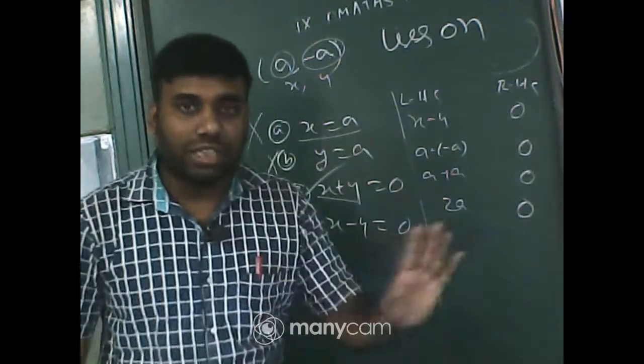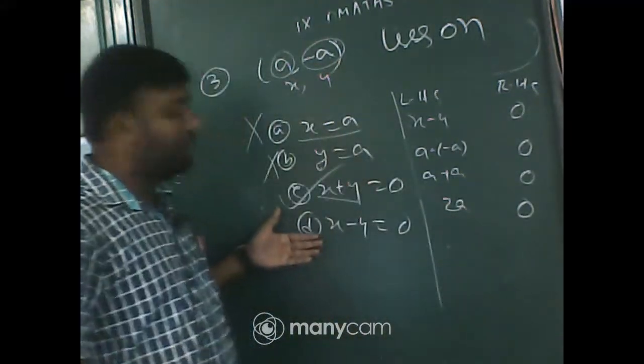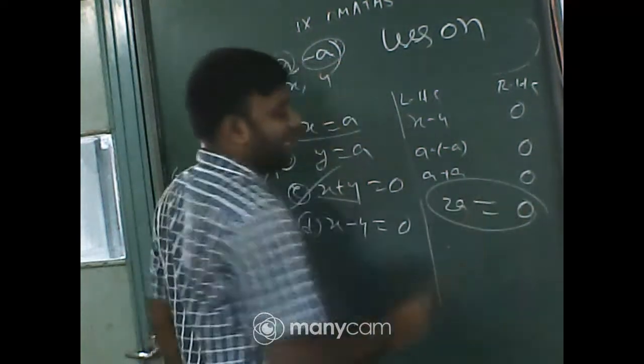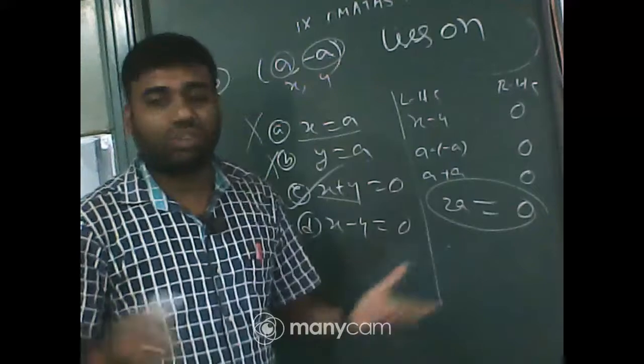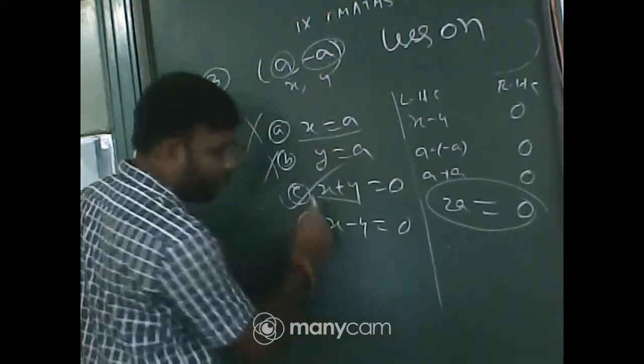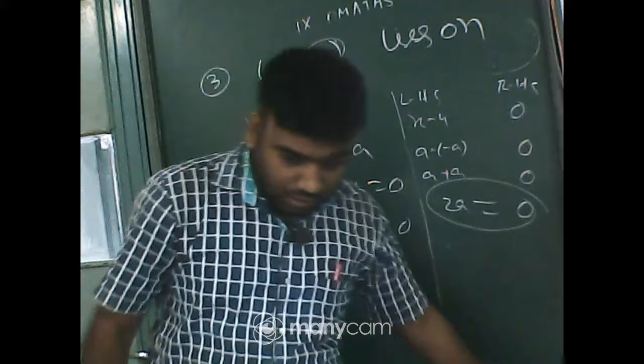It means they are not equal, so it cannot be the solution of this equation. If they were equal, then 2a would equal 0, which is not possible. So D, (a, minus a), is not the solution of the last equation. Got it, everyone? Yes, very good, Riddhita.